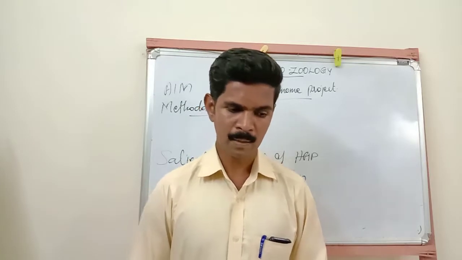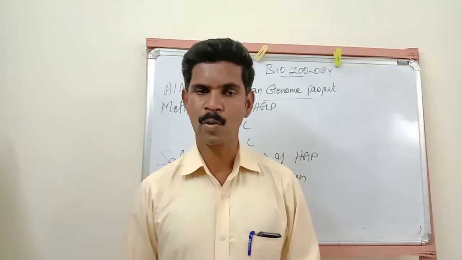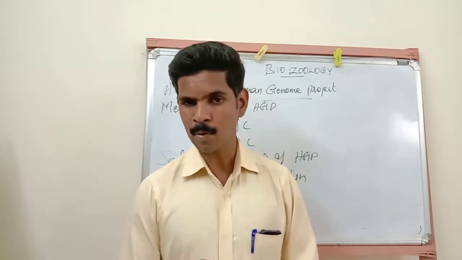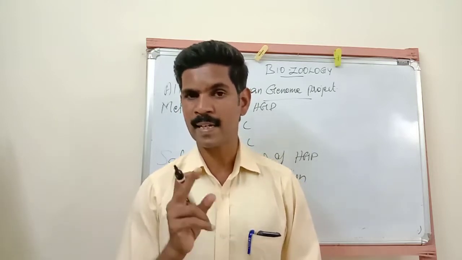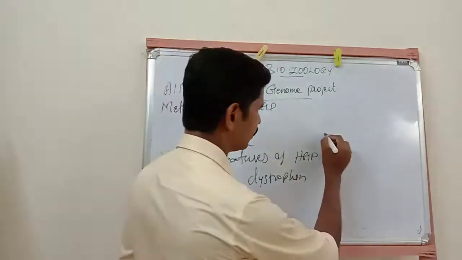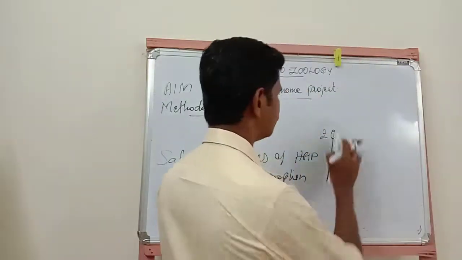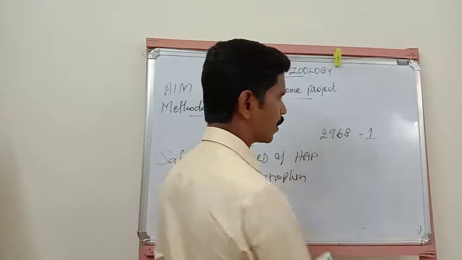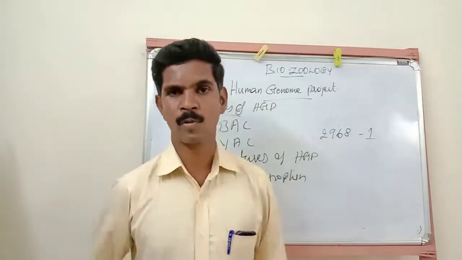Then the eighth point is the first chromosome. Today 46 chromosomes are there. The first chromosome consists of 2968 genes. Okay, 2968 genes are present in the first chromosome.